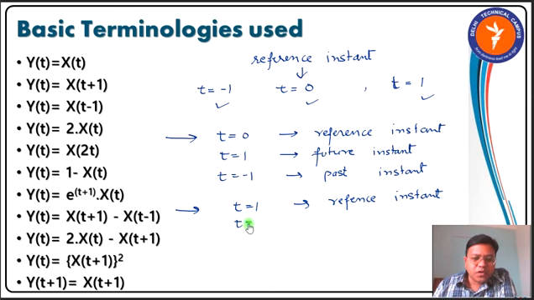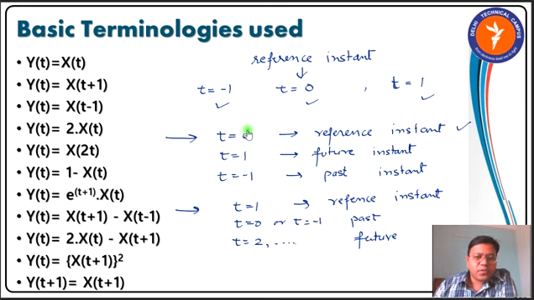That means t equal to 0 or t equal to minus 1 will be the past instance, and t equal to 2, 3, 4 and up to infinity will be the future instance. So depending upon the reference instant, we can classify any time instant to be as our future instant or as past instant. So this will be required while understanding the classification of the system.